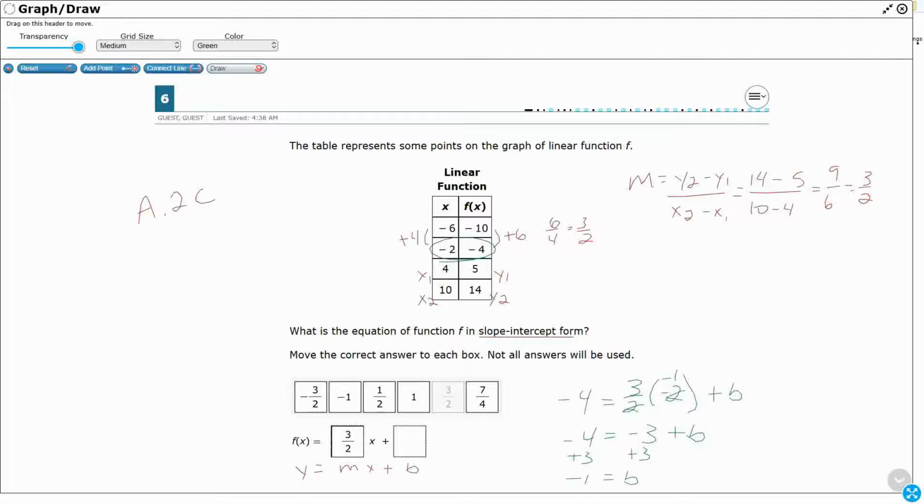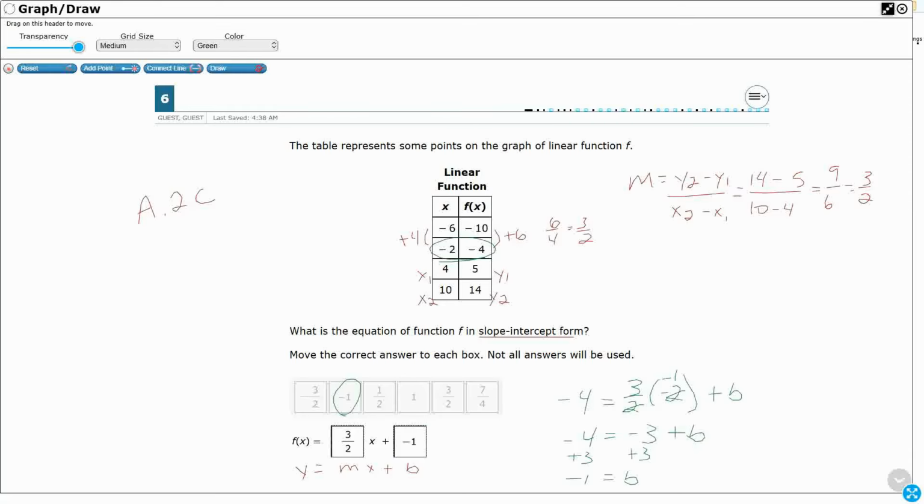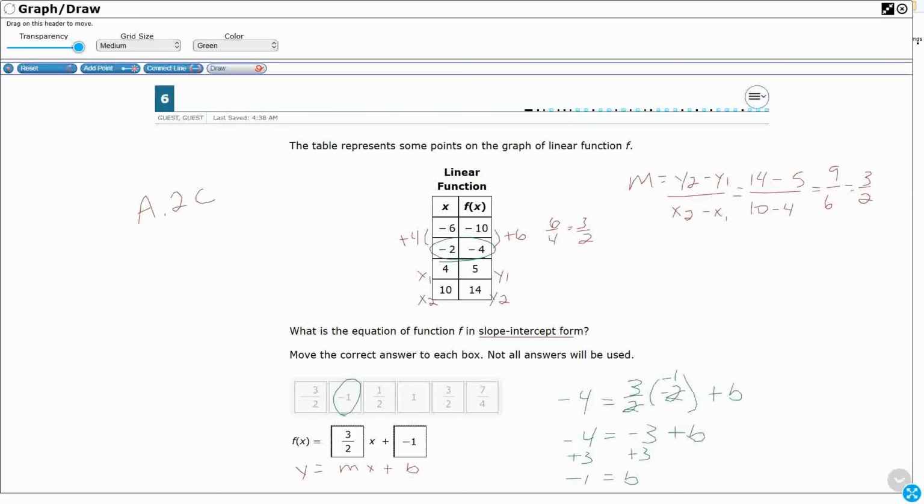Now, we would normally write this as 3 half x minus 1. But since there is no minus 1, we can add a negative 1. That's a little bit of a misdirect there that might have thrown some students off. And that is going to be our answer. So this is a 2-point problem, and we have f of x equals 3 half x plus negative 1.